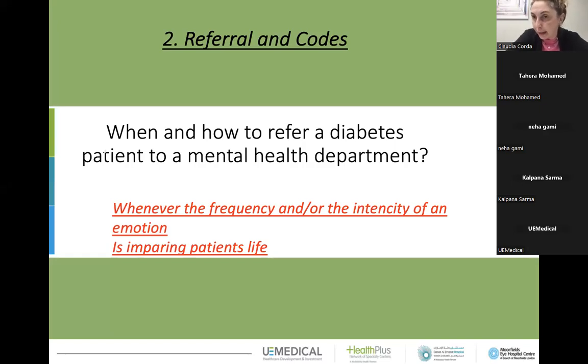Every time we spot something that doesn't look healthy. And we are going back to OCD, someone that is washing his hands very often, someone that has an eating disorder, overeating or not eating, someone that is often sad. Those are all the situations in which you can refer to the mental health department.